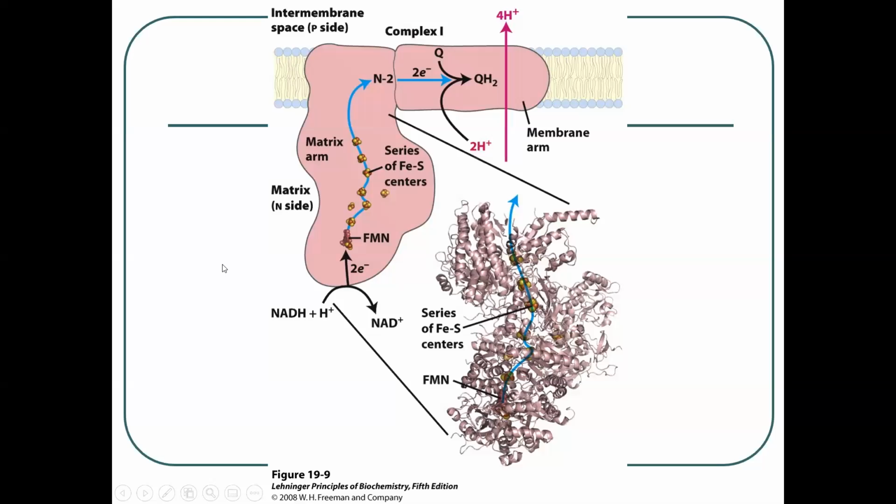Okay, so the NADH gives us electrons here. It goes through this series of sulfur proteins. Then it goes to the last stop, if you will, the N2. And then the electrons go to the ubiquinone, and it gets reduced to ubiquinol, and that can then go to complex 3.